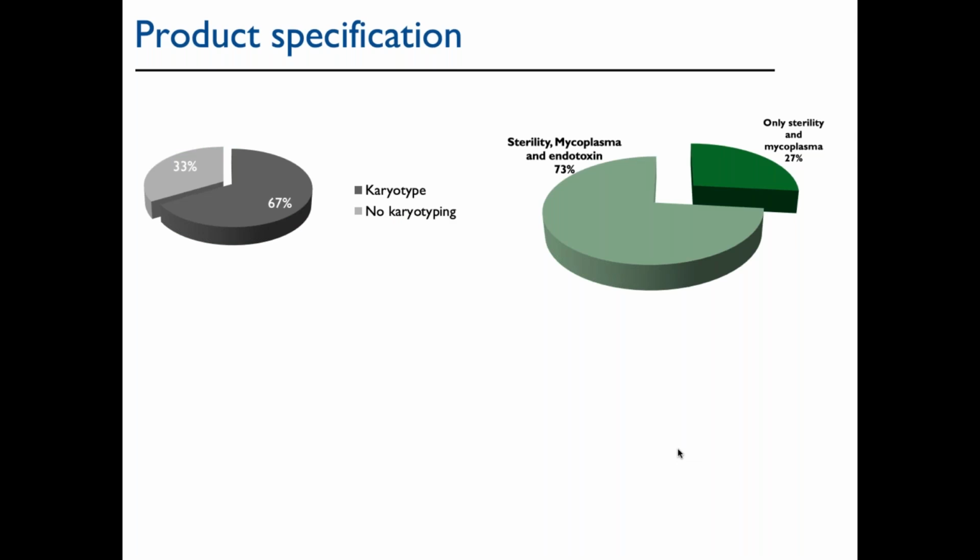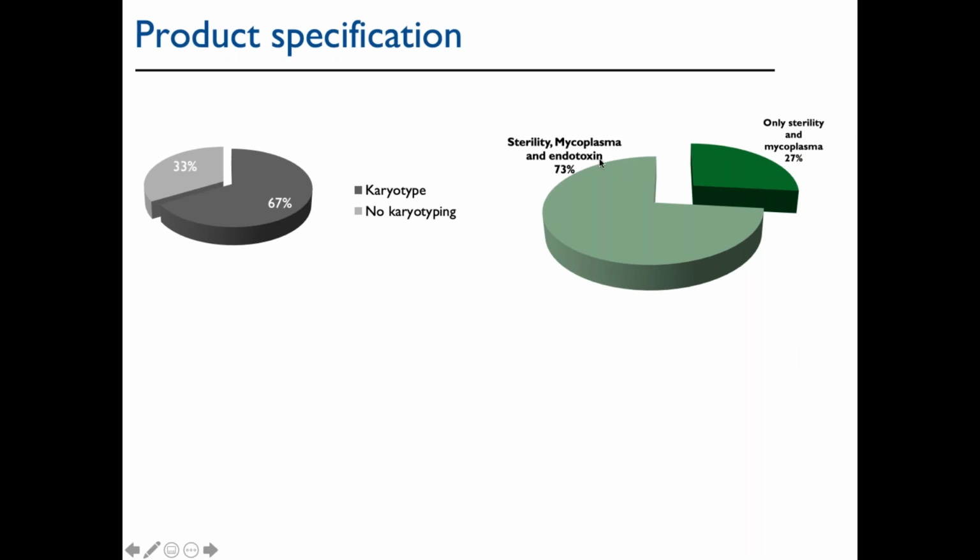Product specification, again, what is used as a release criteria? Karyotype at the moment was still used. I think it is less and less common, because we know that cells are safe. We know that the vast majority, I would say all of them, never had a proper report of chromosomal abnormalities.